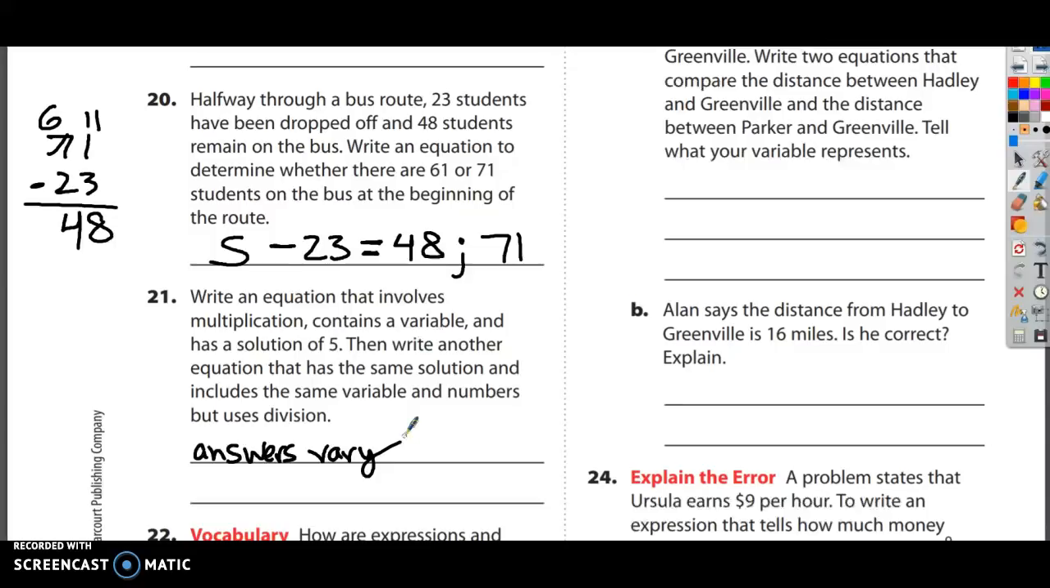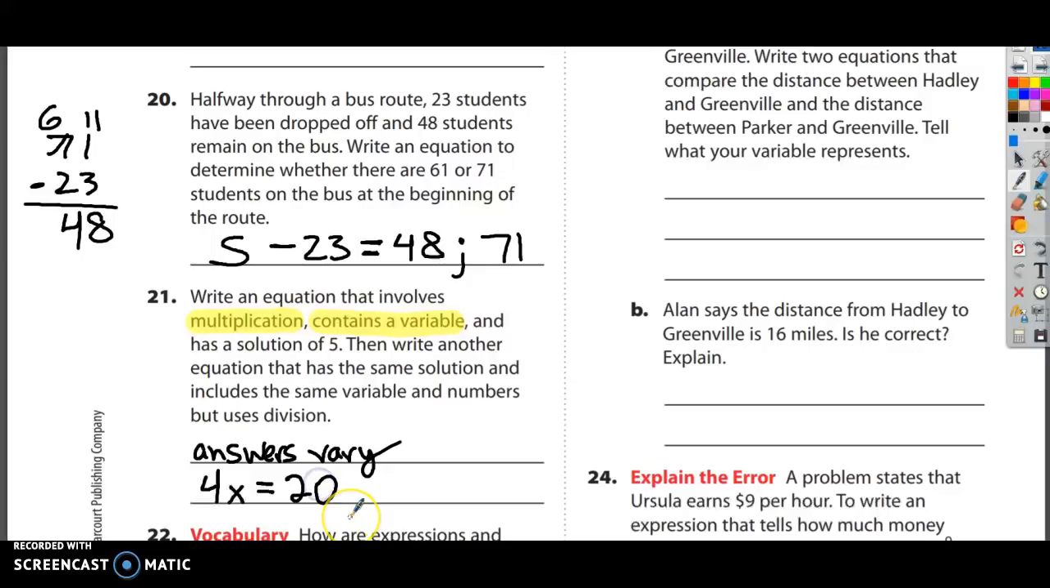So, what are we supposed to do here? We're going to start with the multiplication, and it has to have a variable. I'm going to choose V for variable, and it has a solution of 5. That doesn't mean it is equal to 5. For example, watch what I can do here. If I do 4x equals, well, what does that need to be? It's going to be 20.